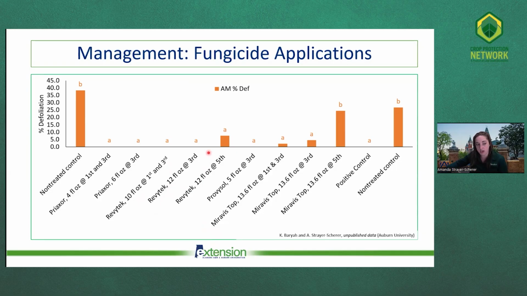I would say I started looking at Quadris last year, which is going to be your more inexpensive option because there are a lot of generics of it, and it has done well, at least in our field trials in Alabama. But again, I would caution doing multiple applications of Quadris. And typically you would do it at 8 fluid ounces, which is not pictured here because I only have 1 year of data. So I'd like to get a little bit more data before I confirm or deny if Quadris is really effective. But I would say also Priaxor at 6 fluid ounces does well. And Miravis Top also at 13.6 fluid ounces, but really at the 3rd week of bloom.